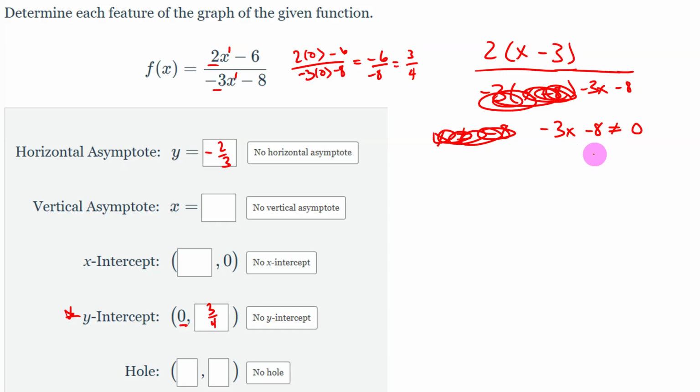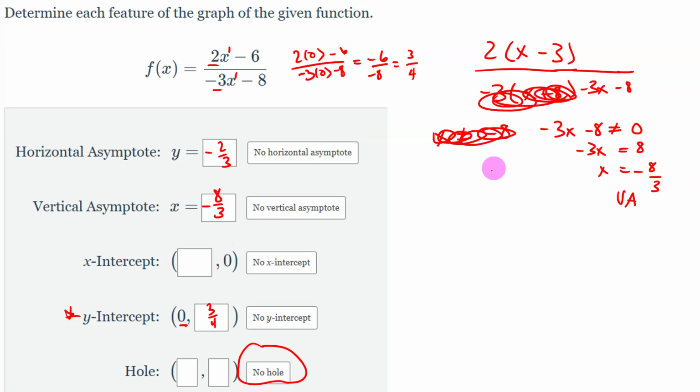So I'm going to add 8, divide by negative 3, and get negative 8 over 3. So there is my vertical asymptote because it does not cancel out. Negative 8 over 3. I have no hole because I don't have anything left on the bottom there.